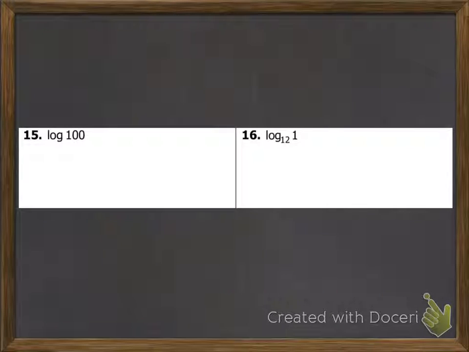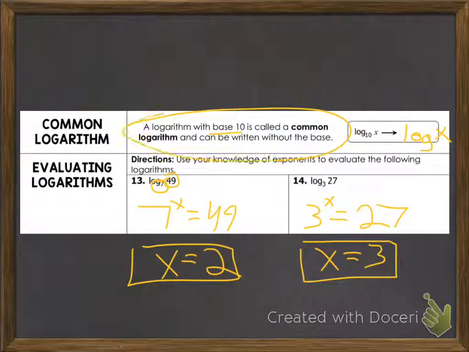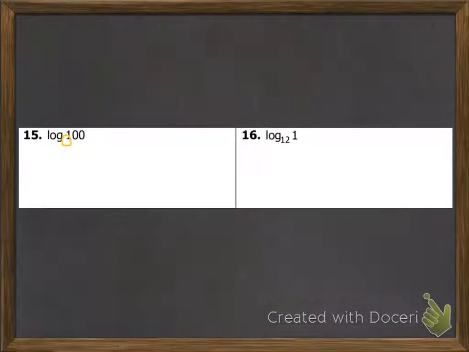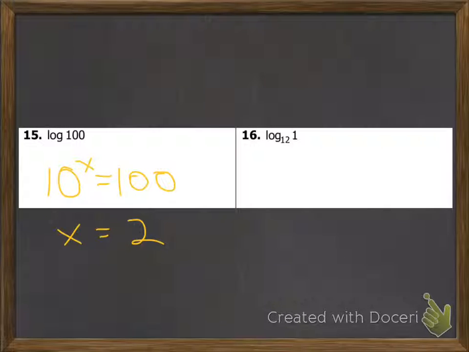Let's look at number 15 here, where we have log of 100. Make note, there's no base right there. So we can assume, based on our little bit of notes up here, that the base is going to be 10. So our new base is going to be 10, raised to the x power, and it's going to be equal to 100. So let's think, 10 raised to what power is going to be equal to 100? 2. So 10 squared is equal to 100.